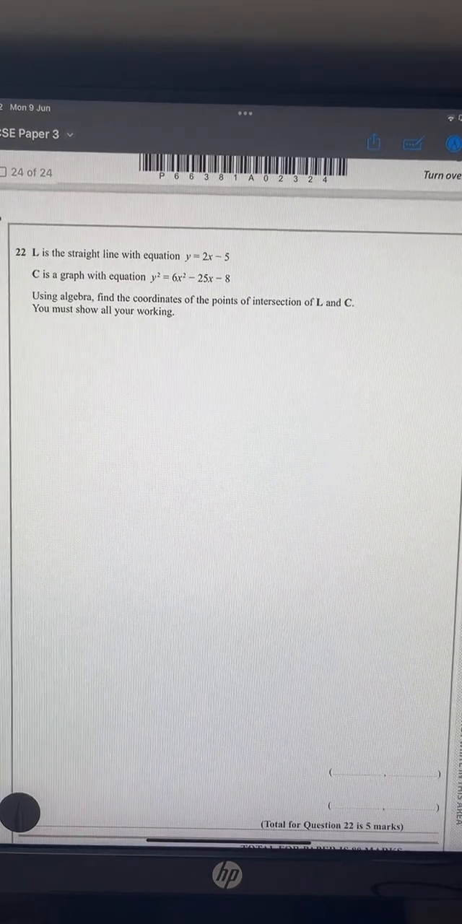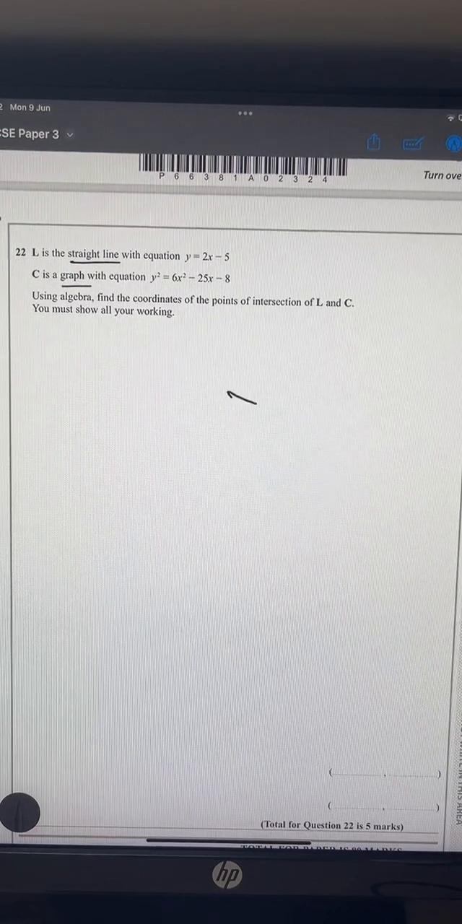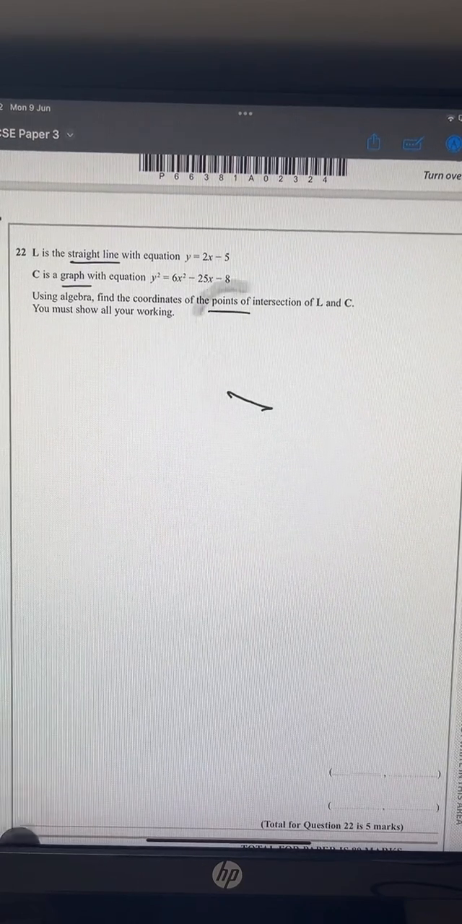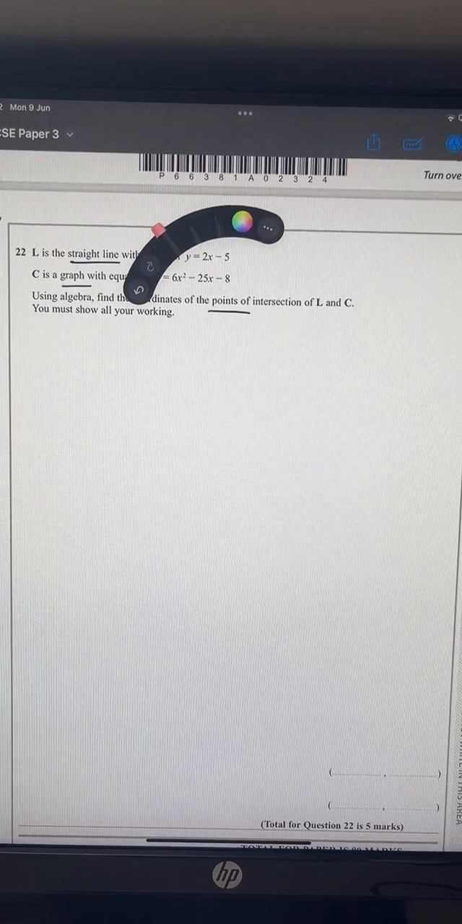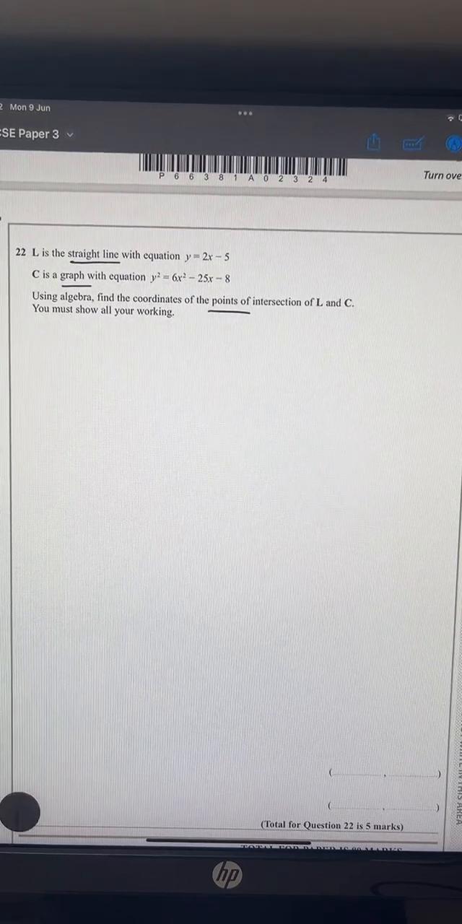Whenever you're reading an exam question, underline anything important, right? So here I just underline straight line, graph, and coordinates of the points. The important thing there is they're saying the word points, right? That means you've got 2 coordinates. You're trying to find 2 points, you're trying to find coordinates of the intersection of L and C. And also we know that we're going to get 2 sets of solutions.